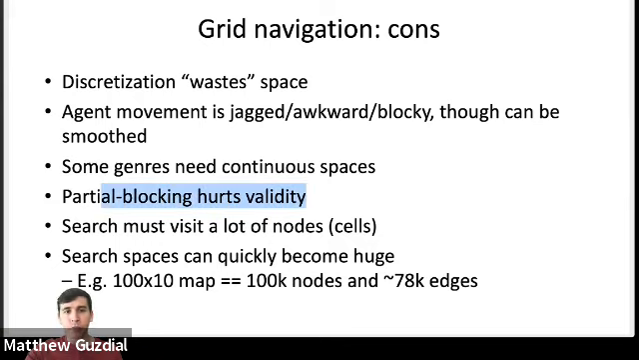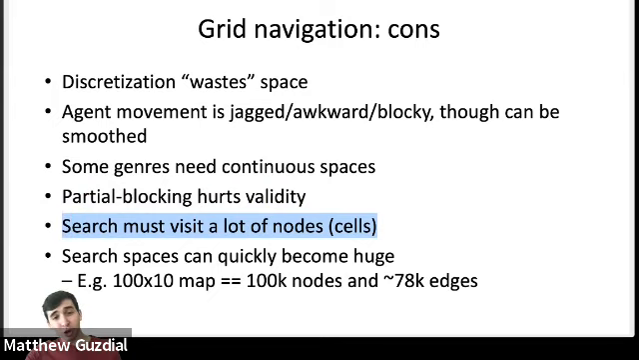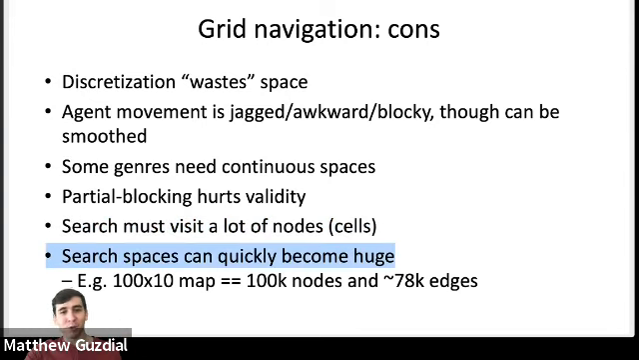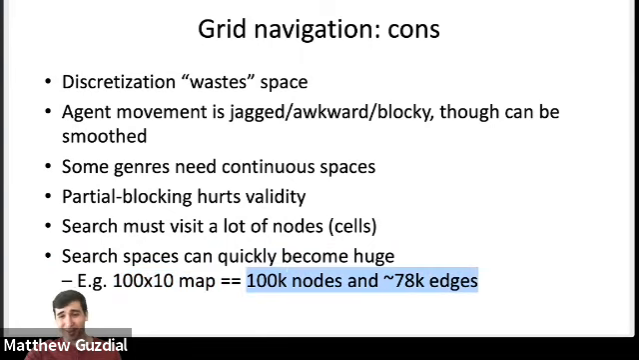Partial blocking hurts validity. We'll get to this in a second, but basically it means that if we have an obstacle which is partially obscuring a grid cell, there's no notion of making the cell smaller or reshaping it to fit that obstacle. Each cell has to be the same size. Search must visit a lot of nodes. While it makes search a good fit for this, it also means search spaces can quickly become huge. A 100 by 100 map means 10K nodes and 78K edges. That is a lot, right?